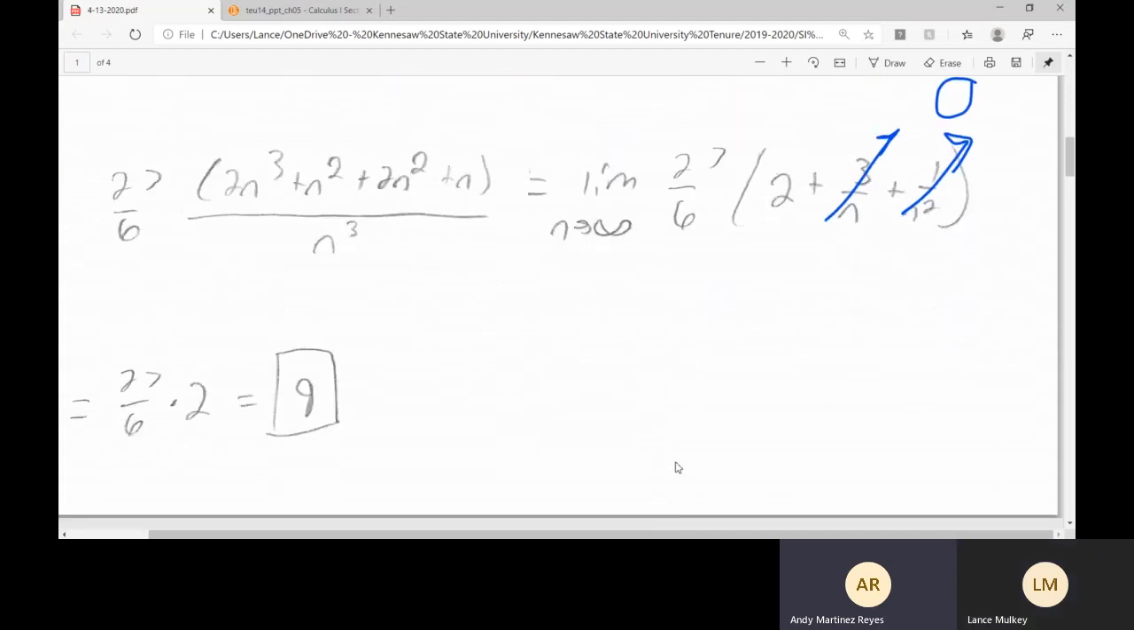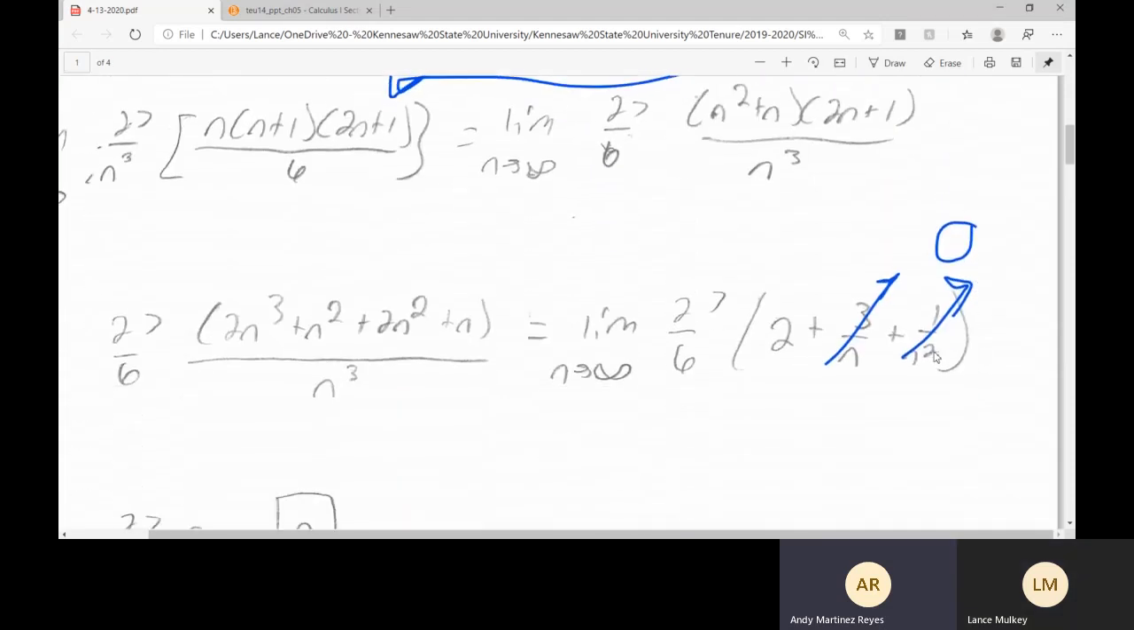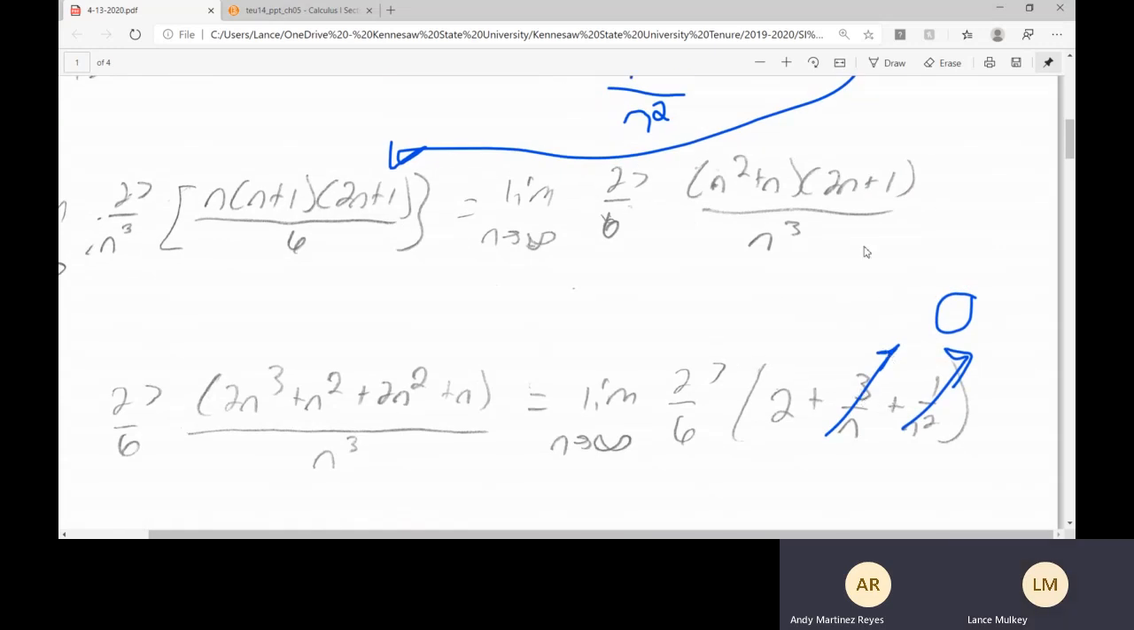Wait, where do you get the 3n? 3 over n? Yeah. Because these two right here, and when you divide that by n cubed, the n squared goes away, and you get left with one n on the bottom, so it equals that. Yeah, but in the thing it just says n squared.